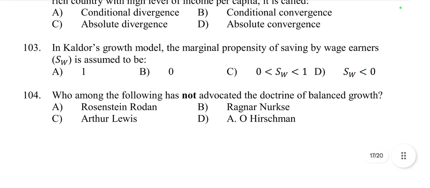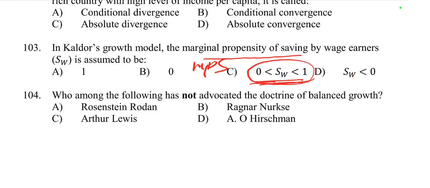Then come to question number 103. In Kaldor's growth model, the marginal propensity of saving by wage earners is assumed to be dash. So marginal propensity to save, MPS. The MPS value of wage earners is assumed to range from 0 to 1. So option C is the right choice.